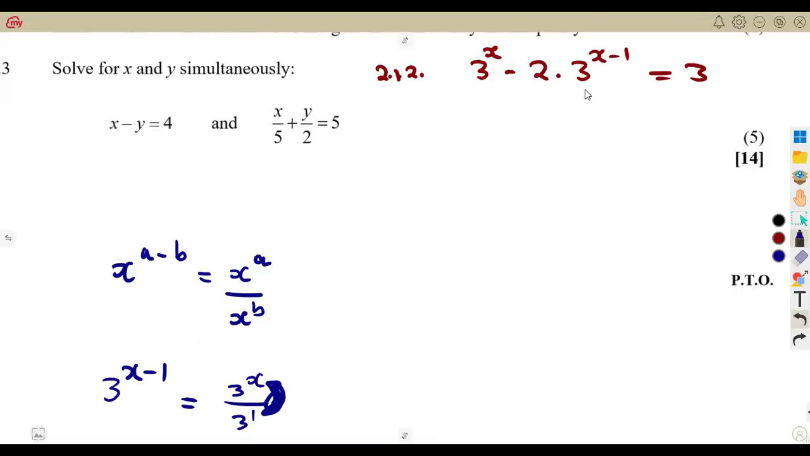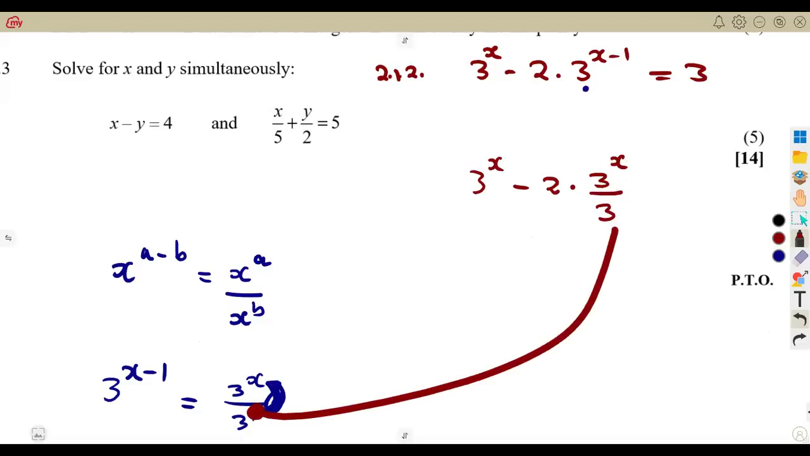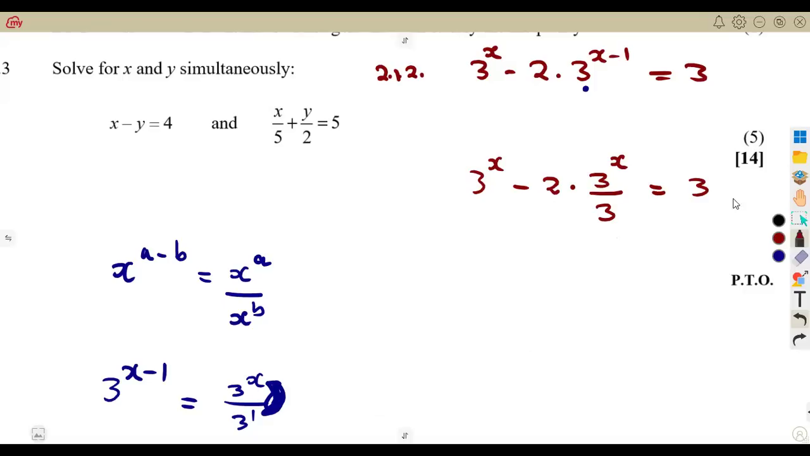So we can rewrite this in the same manner. This is same as 3 to the exponent of x minus 2 times 3 to the exponent of x over what? Over 3. 3 to the exponent of 1 is same as 3. This is equal to 3.